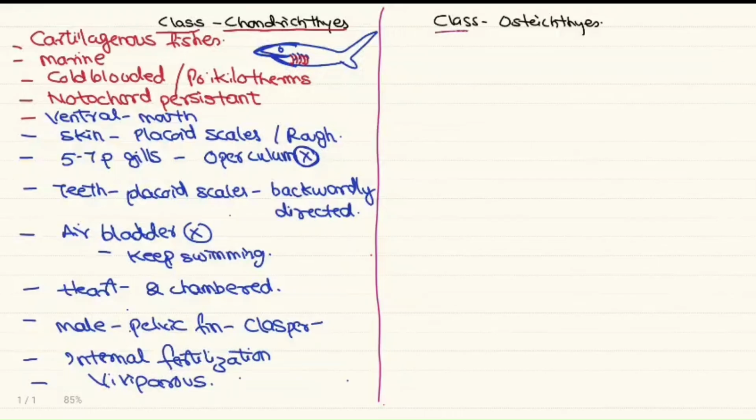So let's compare these characters with the Osteichthyes. We have seen Chondrichthyes is cartilage fishes, so Osteichthyes are osteo, bone, so bony fishes. That is, the endoskeleton is made up of bones. In all the fishes, maybe the Chondrichthyes or the Osteichthyes, the body is streamlined. In all the fishes, you can see only the head and trunk is present, neck is absent.